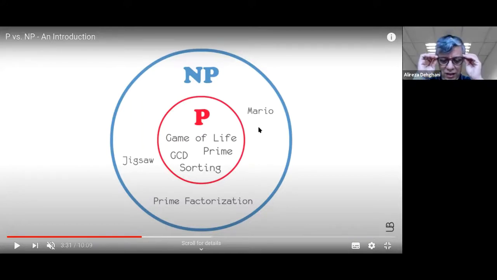So if we can show that P and NP problems are the same, then what does it mean? It means we can easily generate musicians like Mozart, right? So that's the interesting part. Okay, so that's the problem of P and NP.